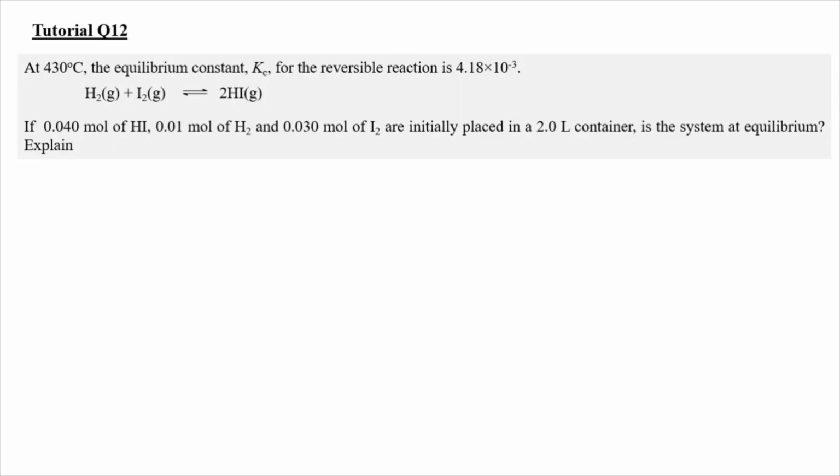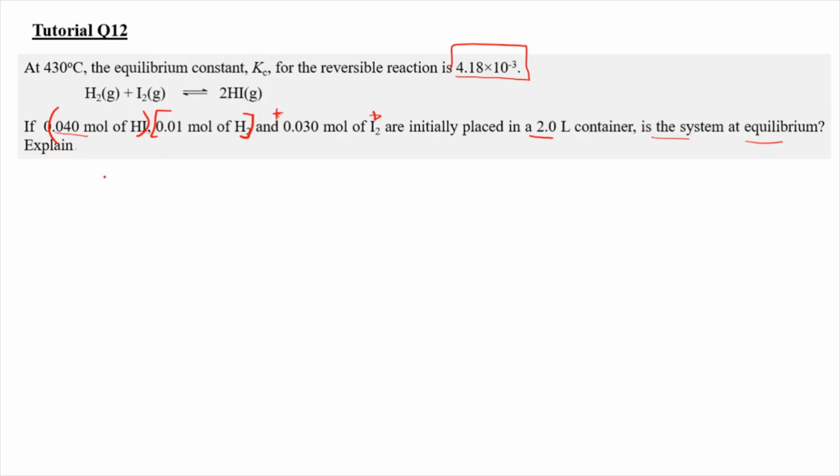So for tutorial question 12, at 430 degrees Celsius, the equilibrium constant Kc for the reversible reaction is 4.18 times 10 to the power of negative 3. And the equation is given here, which is hydrogen gas reacting with iodine to produce 2HI gas. So if 0.04 mole of HI, 0.01 mole of H2, and 0.03 mole of I2 are placed in a 2-liter container, is the system at equilibrium? So we have to explain the situation.